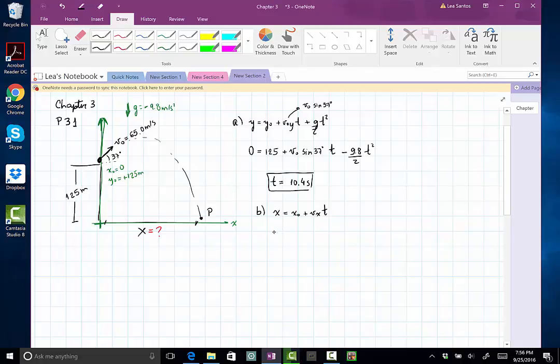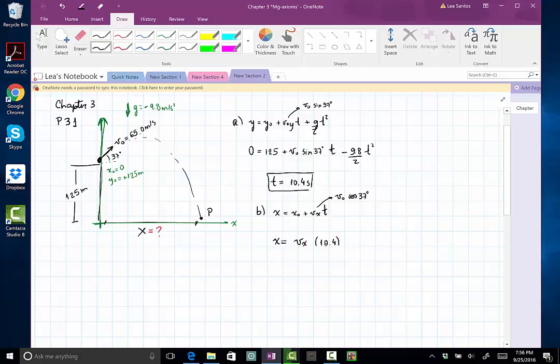And let's go on putting the numbers. x is what I don't have, so I'll just keep it as x. x naught is 0. The velocity in the x direction does not change, and is the horizontal component of the v naught. So it's v naught cosine of 37. You find the calculator and you put this number here. Now what are we going to put for time? The time that we found in part A, 10.4 seconds. And with that, we are going to find the range.